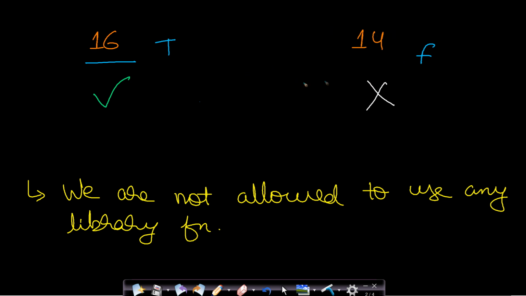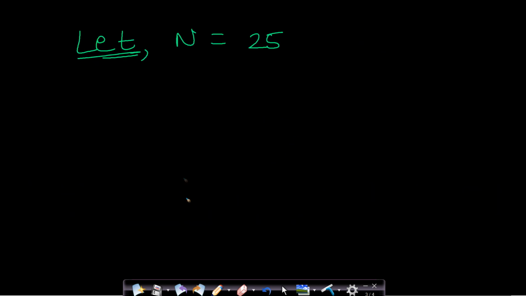This problem is very simple and it can be solved in just a single line if you are allowed to use library functions. Otherwise, if you are not allowed, then this problem may become tricky. So in this question, you are not allowed to use any of the library functions. So let us now see how can we solve it without using library functions.